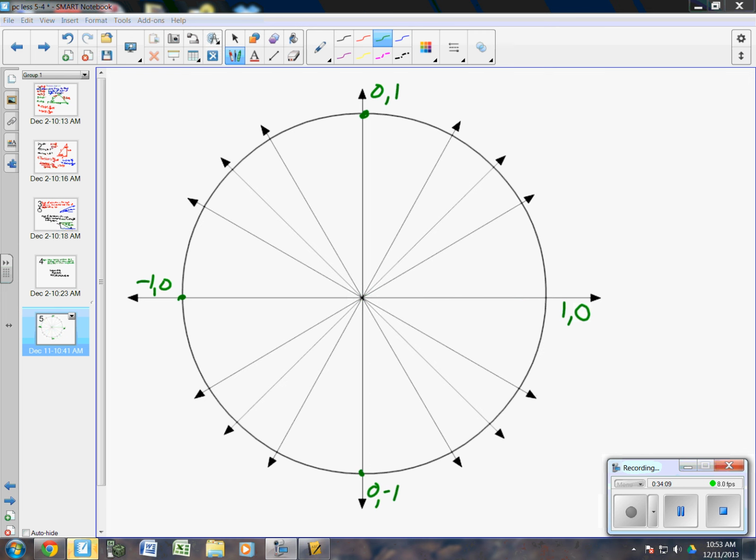Now, next. The pattern goes like this. You guys remember that this triangle right here is half of an equilateral triangle. We know that this is the 30-degree angle, which means that has to be a 60-degree angle. A 30, 60, 90-degree triangle, remember, is half of an equilateral triangle. See that? It's half of it.